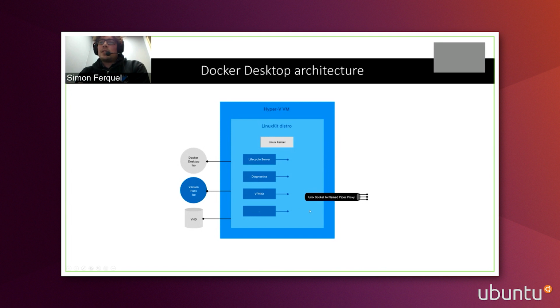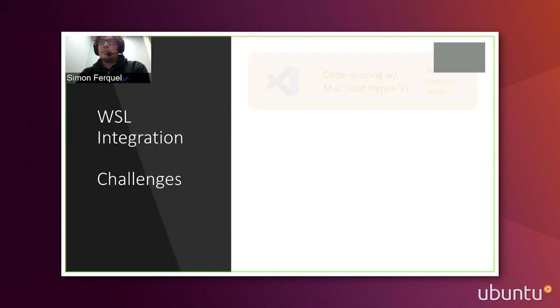To expose those services to the Windows world, we also have a little process that we call VPNKit bridge. It basically exposes Unix sockets as named pipes on Windows, and it's capable also to do the contrary, like exposing Windows named pipes as Unix sockets within the LinuxKit distro. So this is how we traditionally build Docker Desktop. This is the design of our Hyper-V backend.